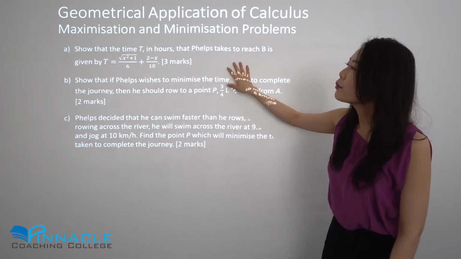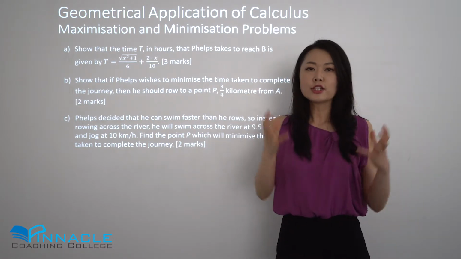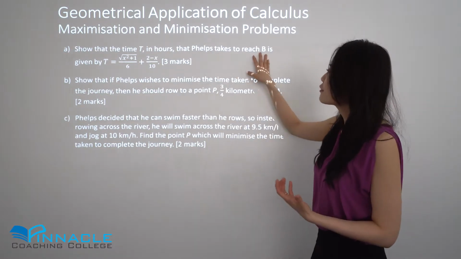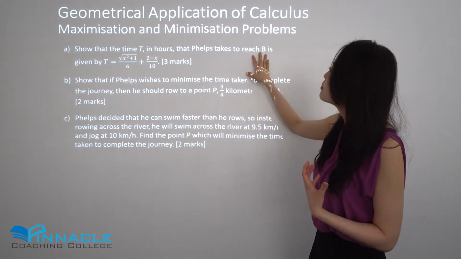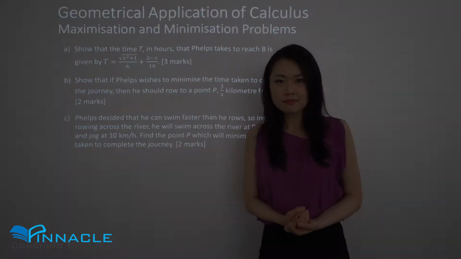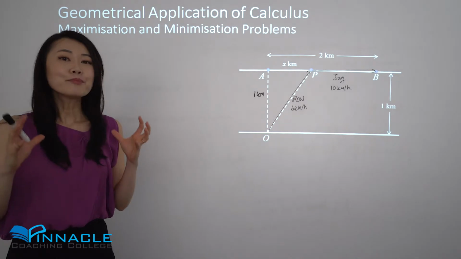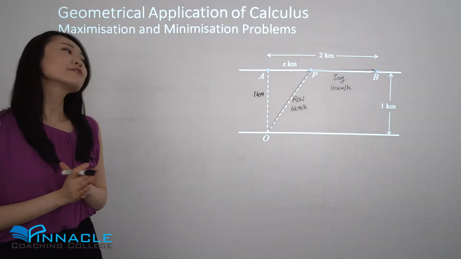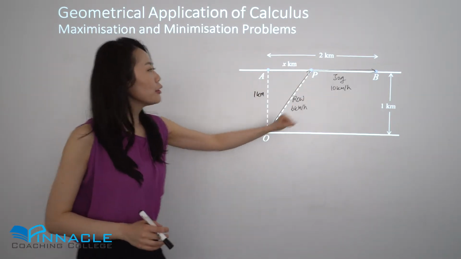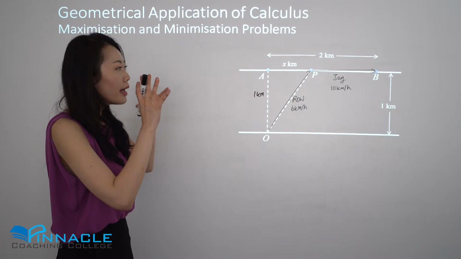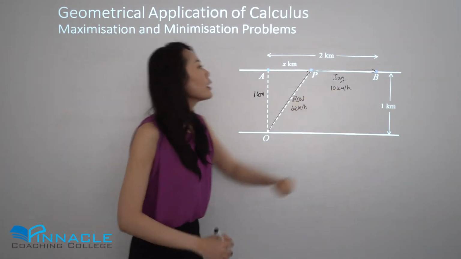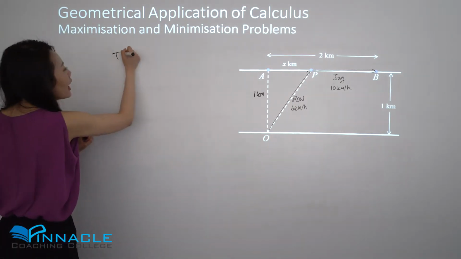In the first part, we are going to establish an equation for the time. The time it takes for Phelps to get from point O to B is this expression here. So let's see how we do that. We're now going to build the expression for the time it takes for Mr. Phelps to row across and jog along to get from point O to point B. Analyzing the diagram first, we've got speeds, and we are trying to get an expression for time.